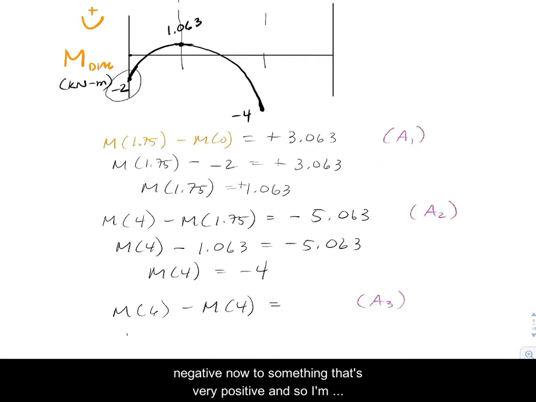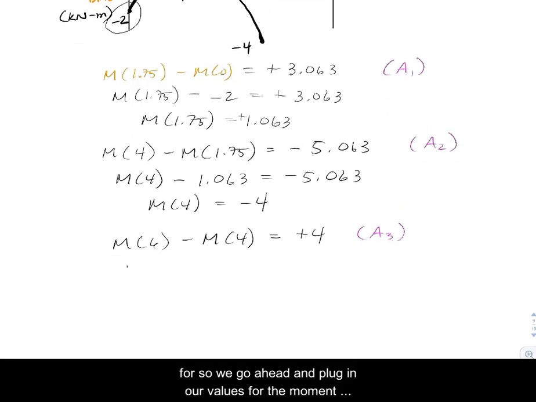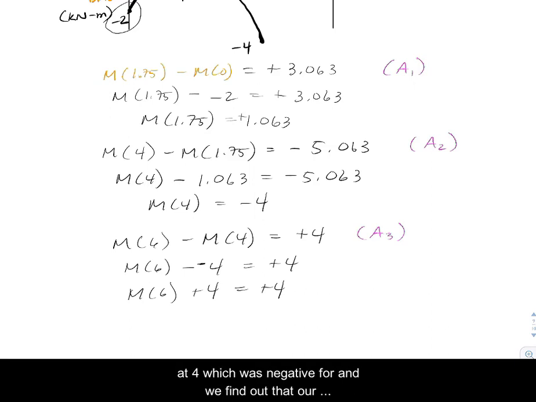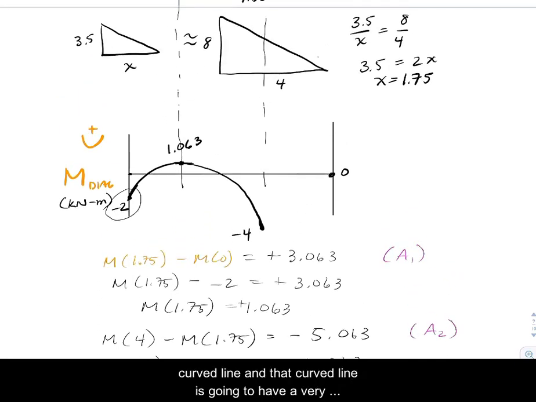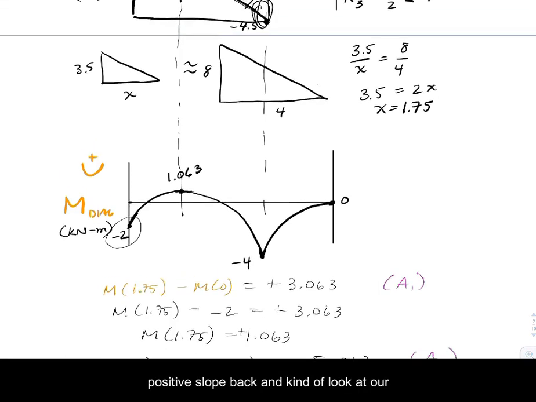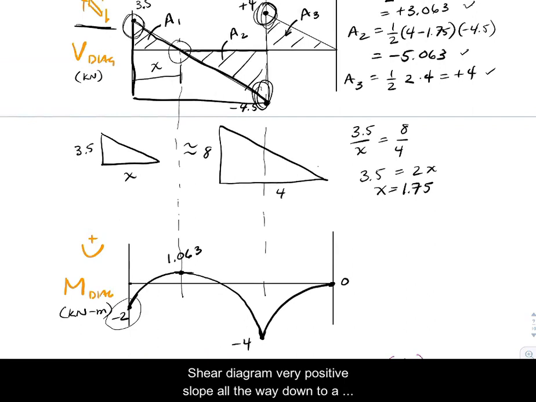And so I'm going to now calculate the moment at 6 relative to the moment at 4. That has to be equal to A3, which we found was positive 4. So we go ahead and plug in our values for the moment at 4, which was negative 4, and we find out that our moment diagram closes. So right at the end, we end up with 0. And the way I'm going to connect those is with a curved line, and that curved line is going to have a very positive slope. Let's go back and look at our shear diagram. Very positive slope, all the way down to a 0 slope at the end. So I can hatch in our moment diagram.